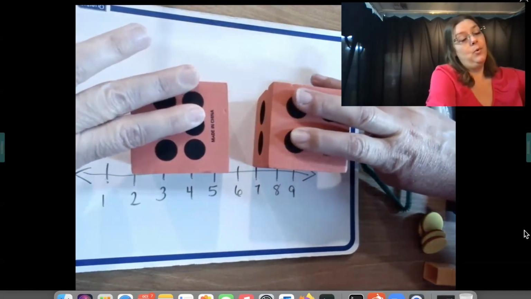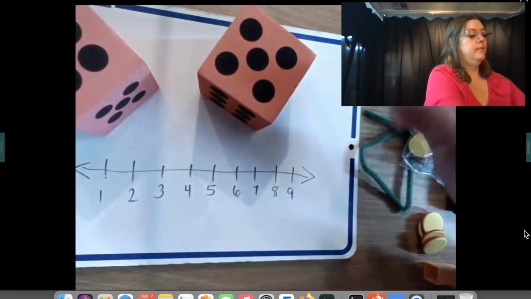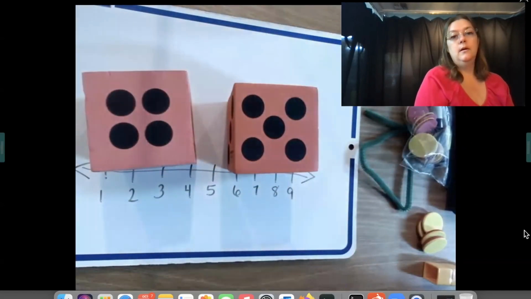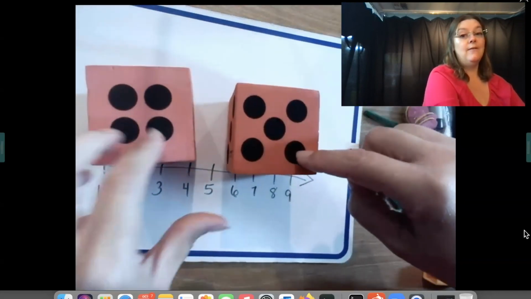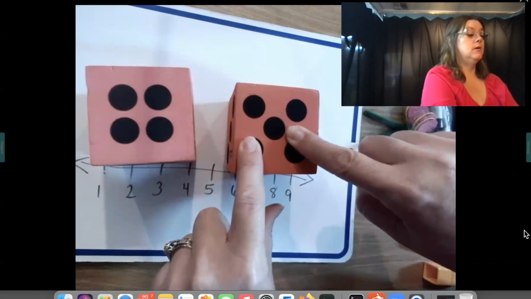So I have more. And then roll again. Who has more? And then we can talk about it again. Look, the pattern for the 4 is inside this 5. I have more because I have an extra dot.